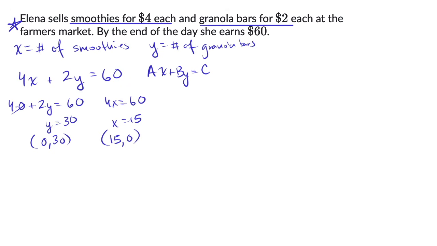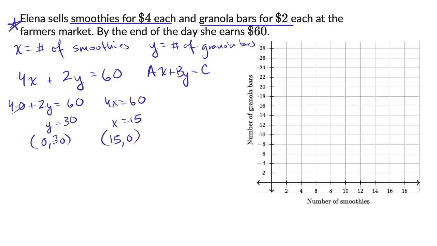And so if I get some graph paper out, I can graph these 2 points and connect them. So (0, 30) would be right over here. That's this point. And then (15, 0) is right over there. And if I were to connect these 2 points, I'm hand drawing it, so it's not going to be perfect, but not too bad. This right over here is the line of 4x plus 2y equals 60.